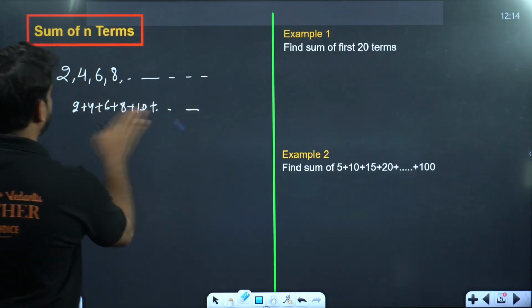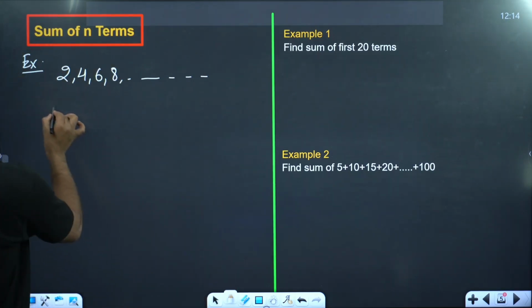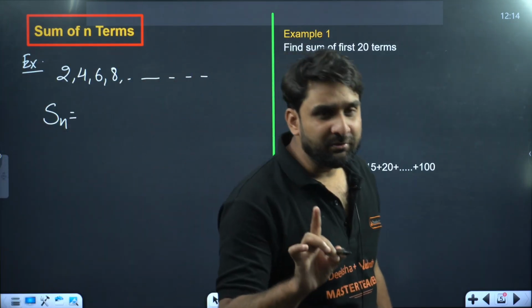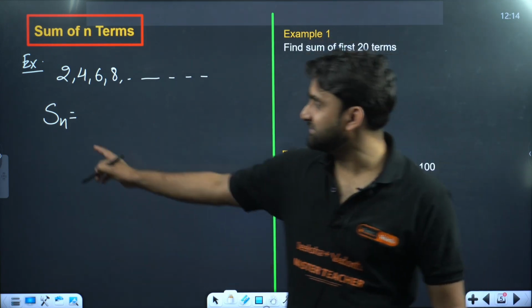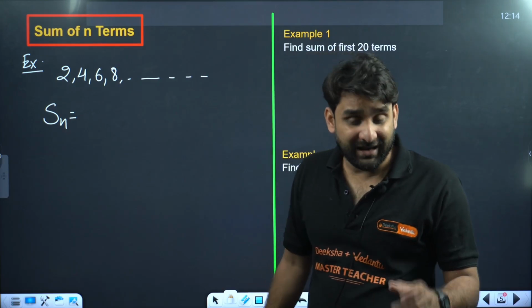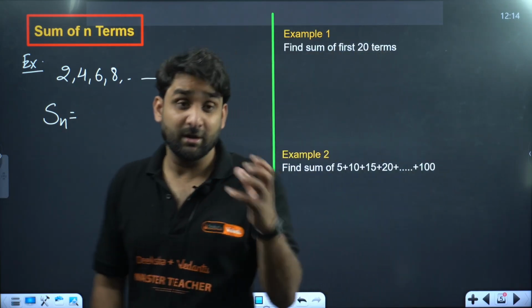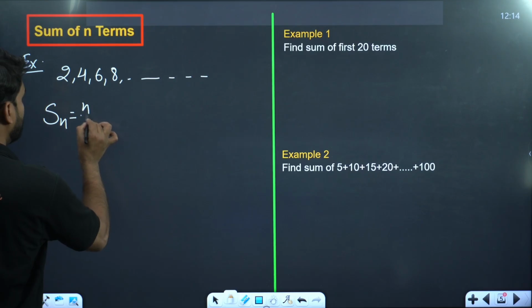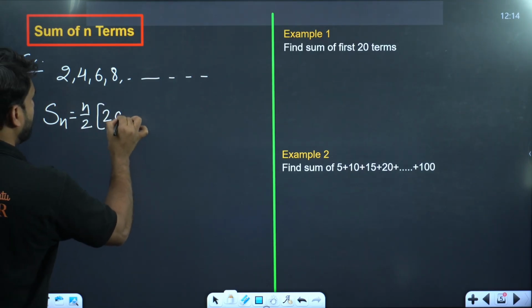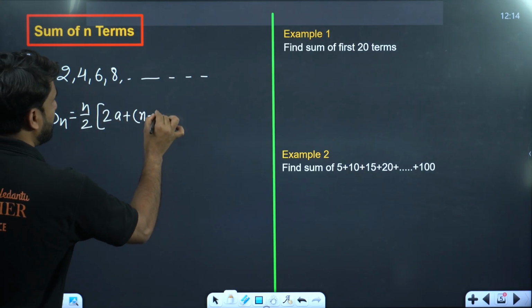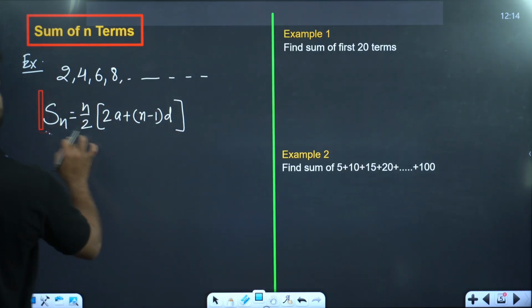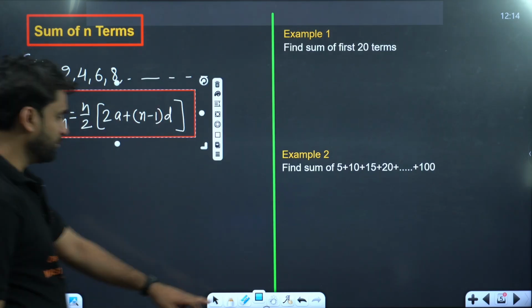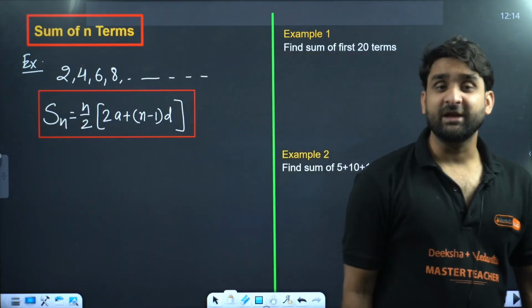So let me write the formula first. The formula here is Sn. S represents sum and n represents how many terms are going under summation, the number of terms that you are adding. So Sn is equal to n by 2 into 2a plus n minus 1 into d. This is the formula here, champion. Sn is equal to n by 2 under bracket 2a plus n minus 1 into d.